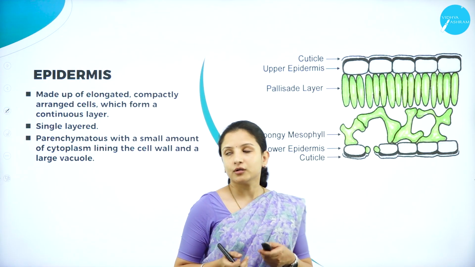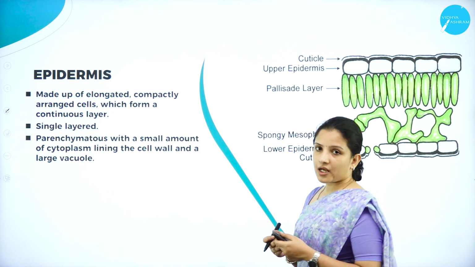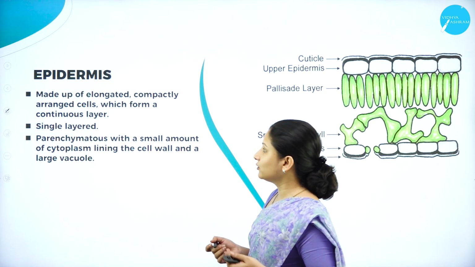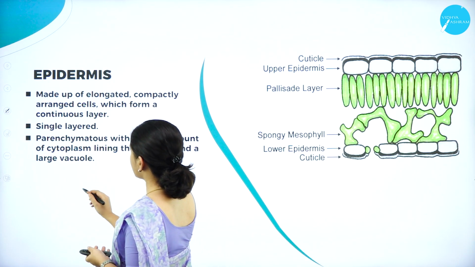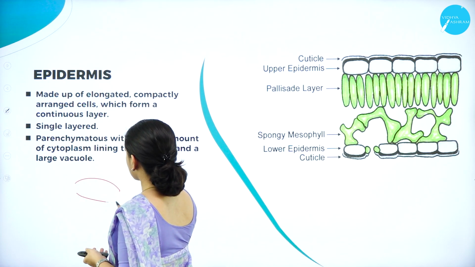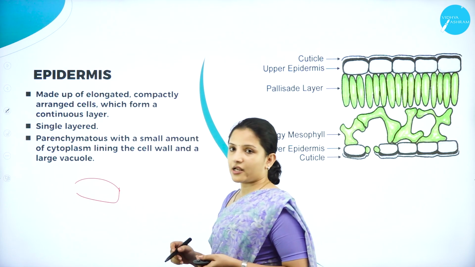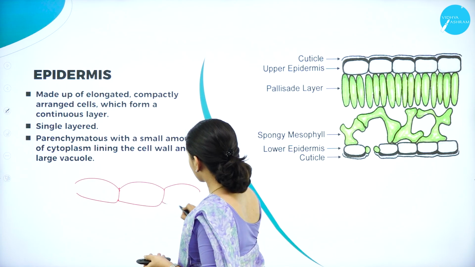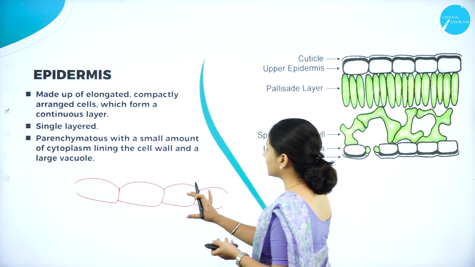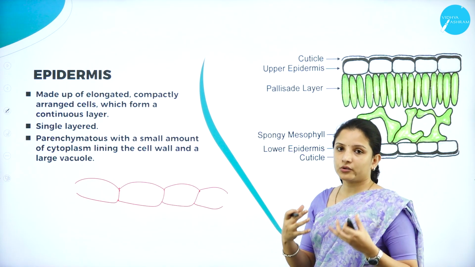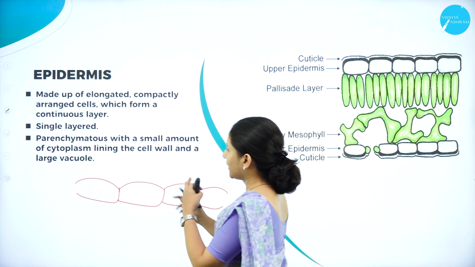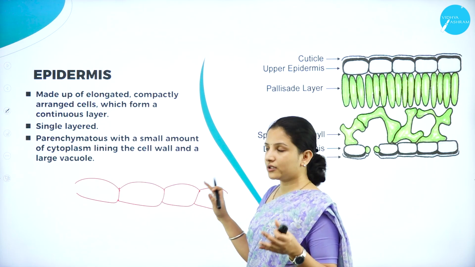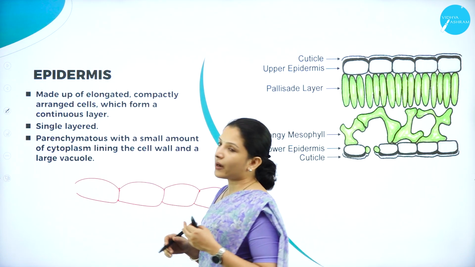Next, moving on to the shape of the epidermis, like epidermal cells, how do they exactly look? They are usually elongated, and they are compactly arranged in such a way that they form a continuous layer throughout the plant body. And they are usually single layer. They are made up of only one layer of cells. They are only single layer and they are parenchymatous.